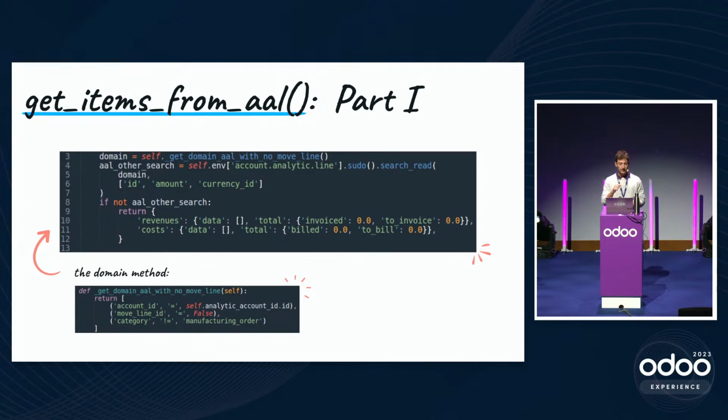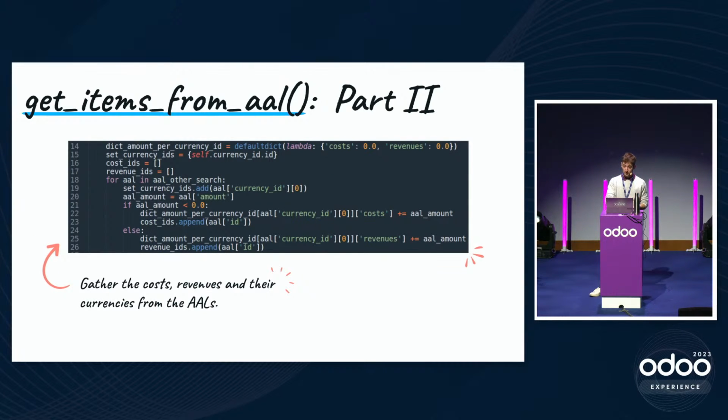We use this domain that we found in line 3, in line 4, where we search through account analytic lines, and we save that in the AAL other search parameter. Now in line 8, we check whether this search actually yielded some results, because if it didn't, we can just again return that dictionary of costs and revenues with empty data.